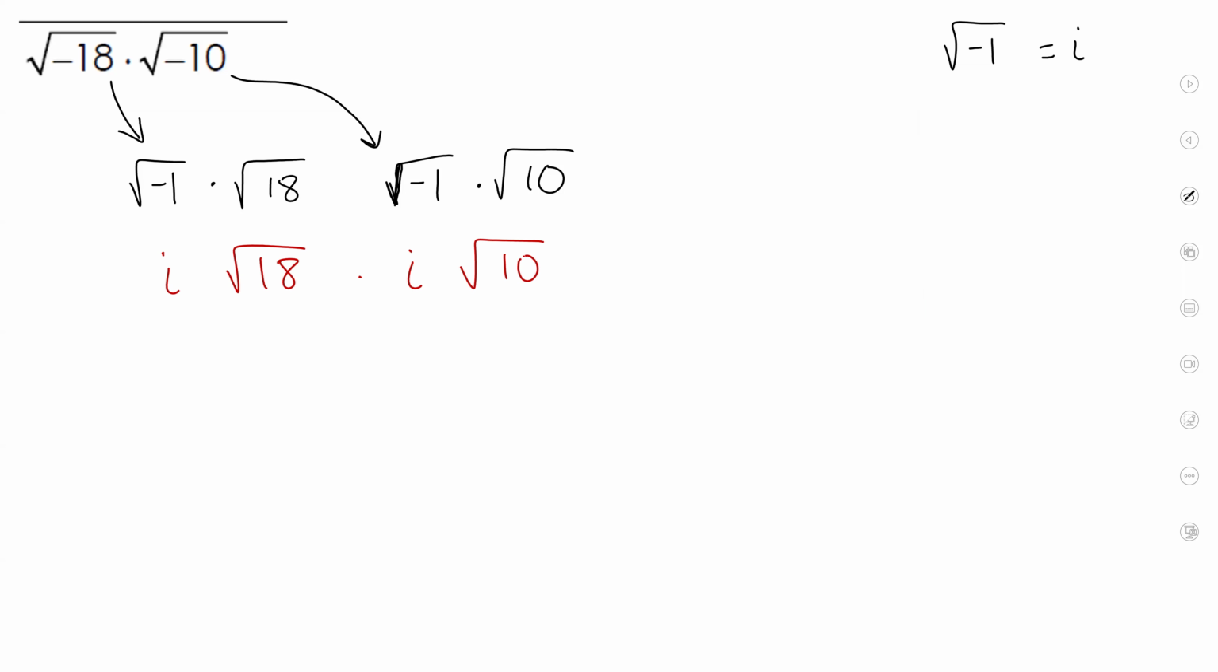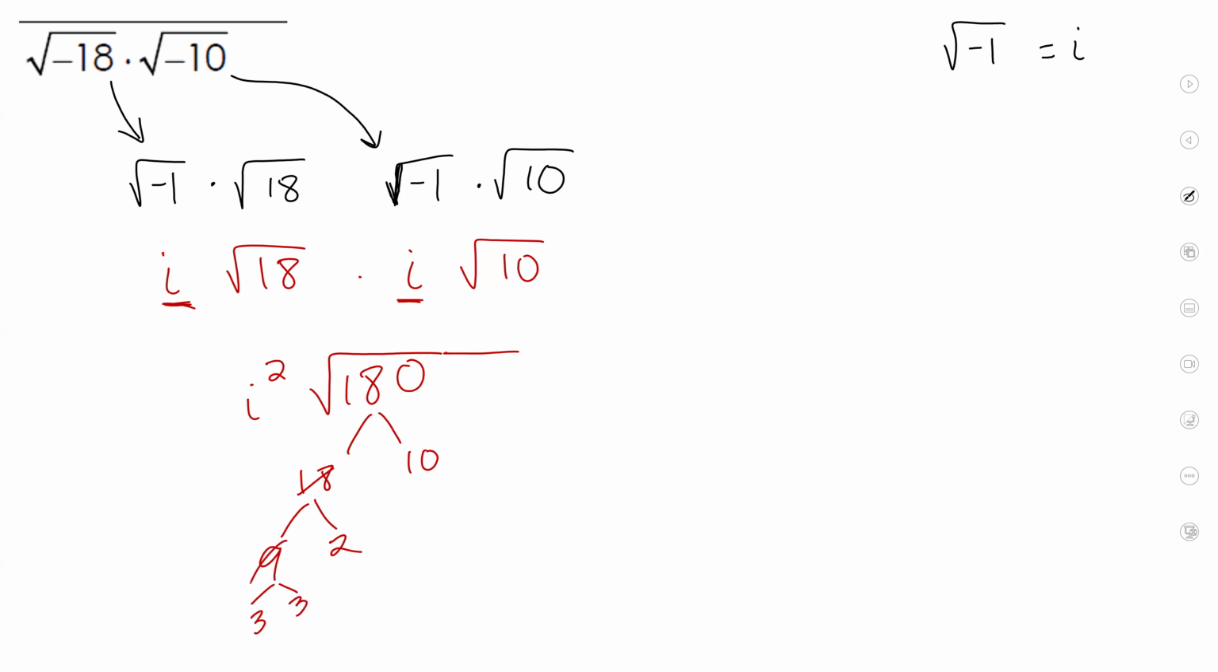Now the imaginaries will go together. I times I is I squared. And your square roots can go together. Square root of 18 times square root of 10 is 180. I don't really have to write the 180 because we're going to split it up anyway. But 18 times 10 is 180, which we're going to write as 18 times 10. Let's break down 18. Yep, 9 times 2. This can be 3 times 3. Okay, so we broke down the 18. Let's break down the 10. 2 times 5 is 10.